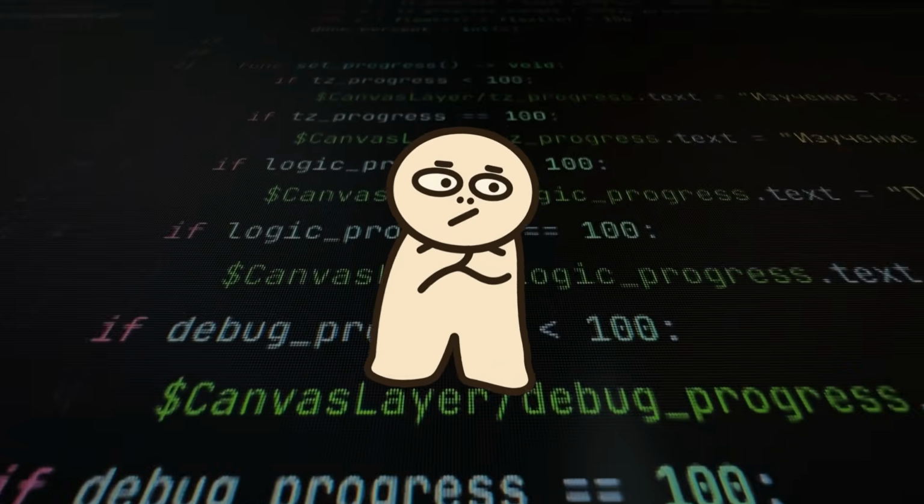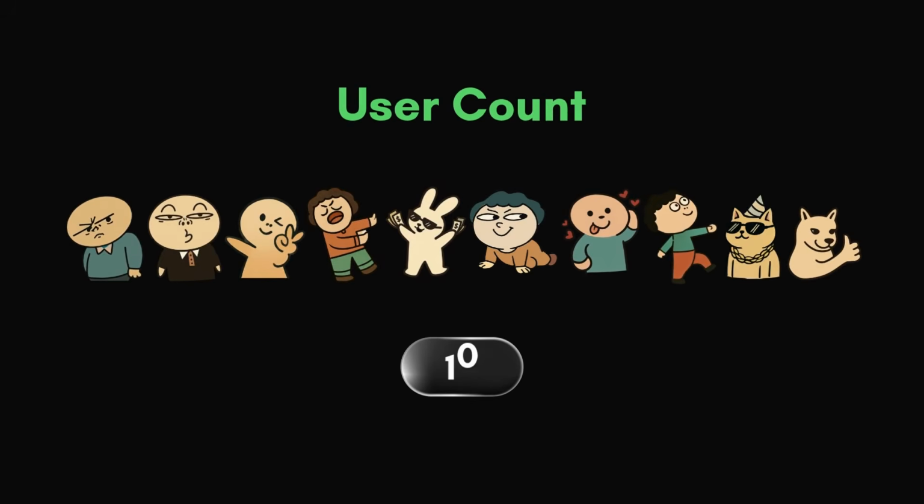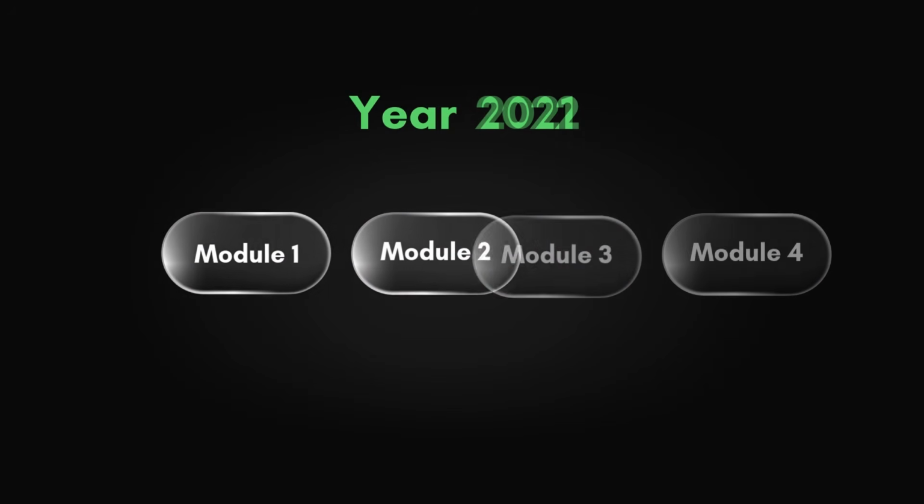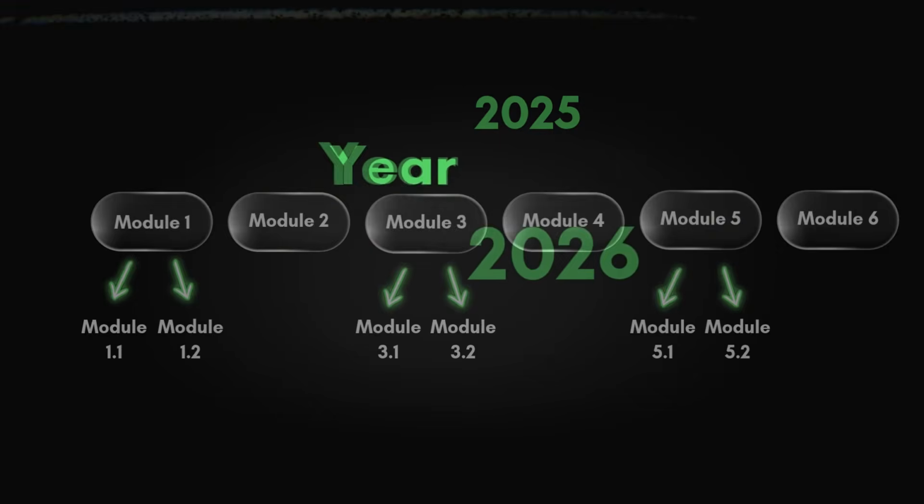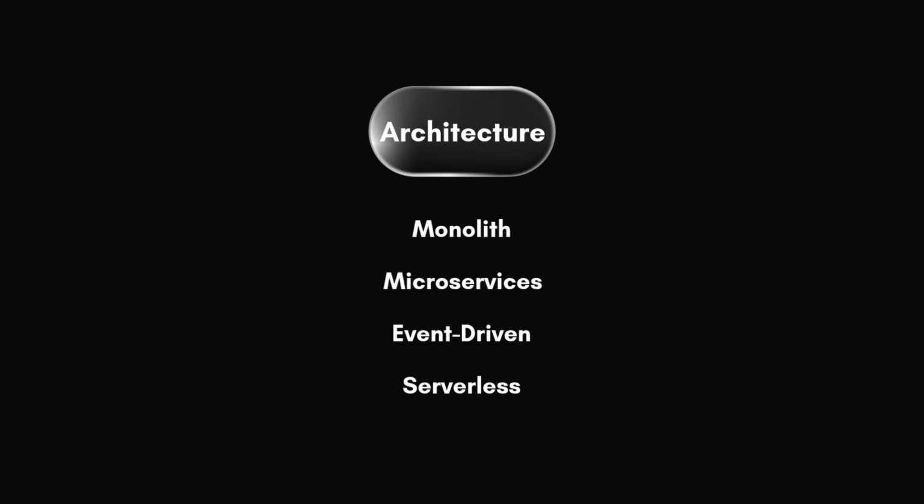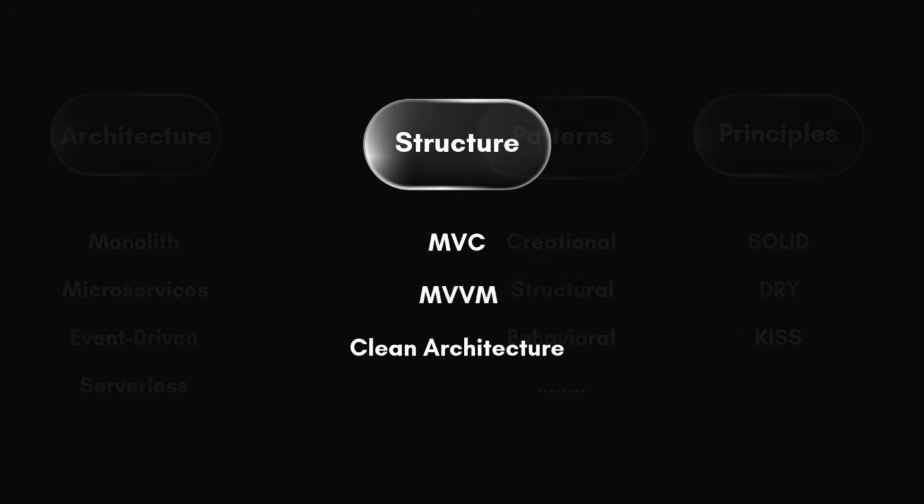System design is not just about writing code. It's about designing systems that can survive growth, scale with users, adapt to future changes, and stay maintainable years later. In today's video, we'll look at the big picture. Once you understand this, everything will start to make sense when we dive deeper into each component in future videos.